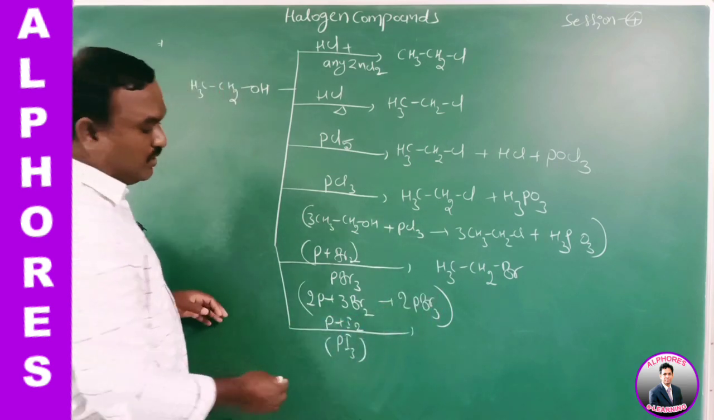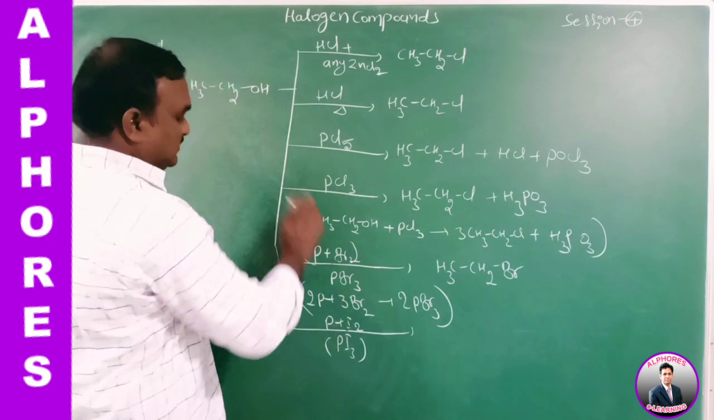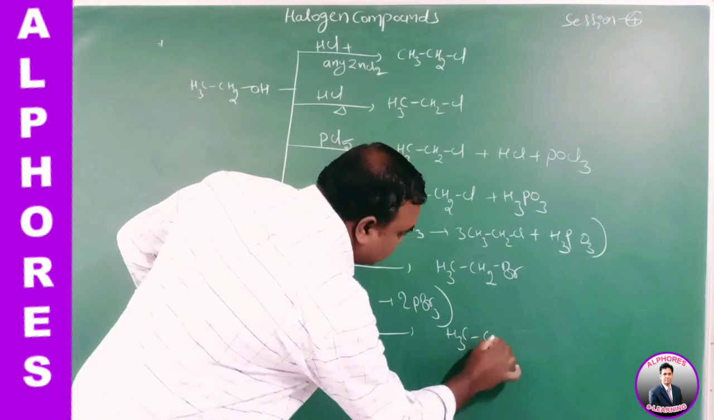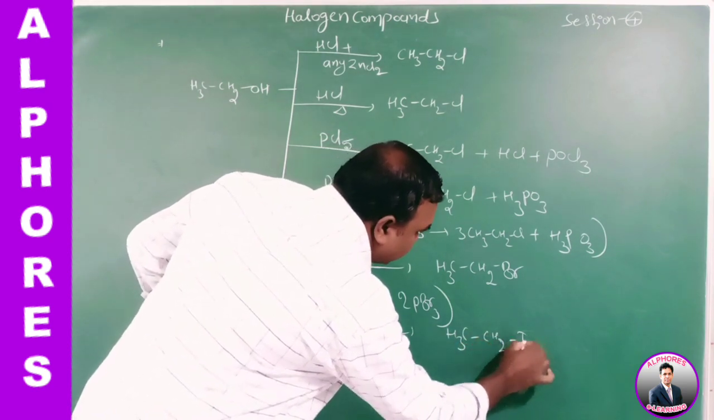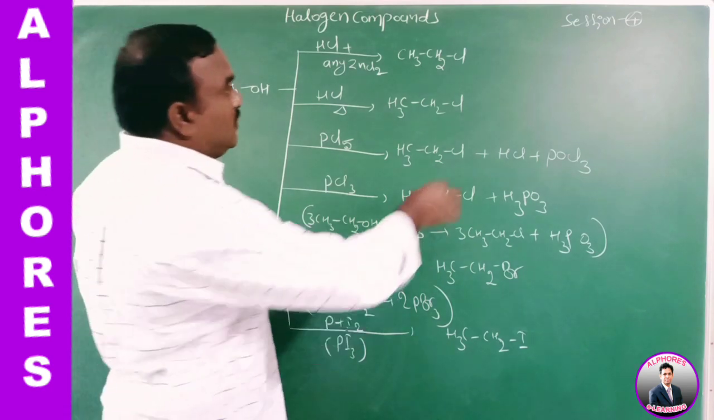Same thing here. Again, which is the nucleophile here? I. OH minus is substituted by what? I here. So now CH3CH2I.